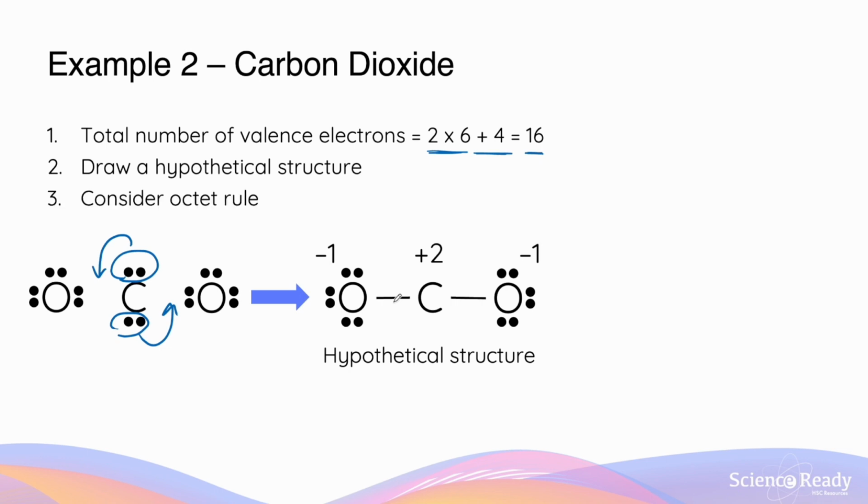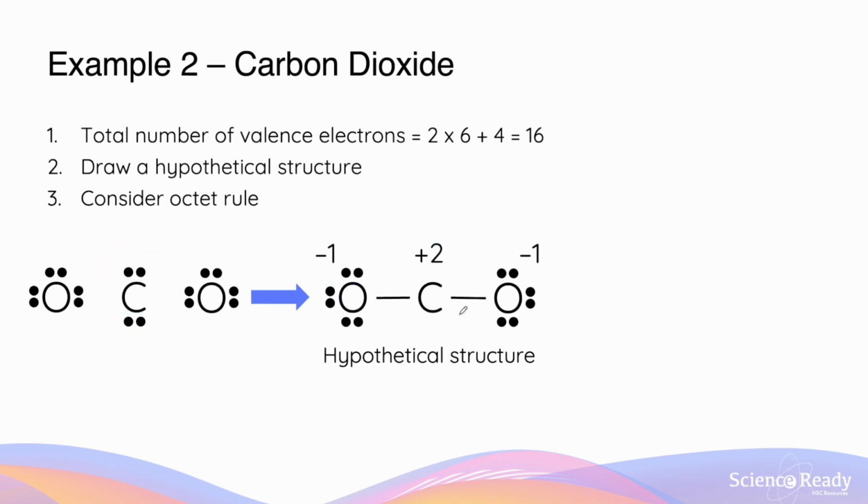The next step is to consider the octet rule. Does every atom have a fully occupied outermost shell? For the oxygen atom, we've got 3 pairs of non-bonding electrons, which add up to 6, and 1 pair in the bond. So for both oxygen atoms, we have 8 valence electrons. However, the carbon atom doesn't have any non-bonding electrons. It only has the 2 pairs of bonding electrons, which add up to 4. So the carbon atom here, unfortunately, has not yet achieved its octet.